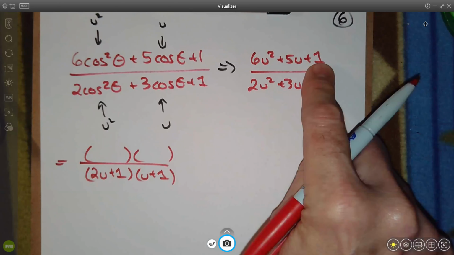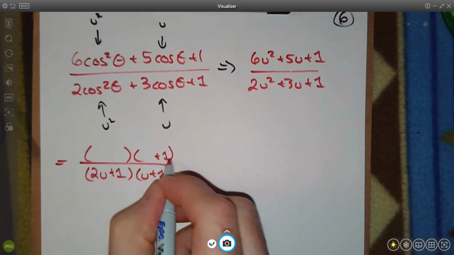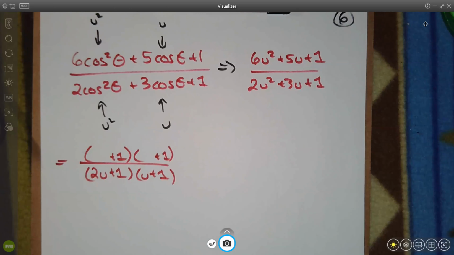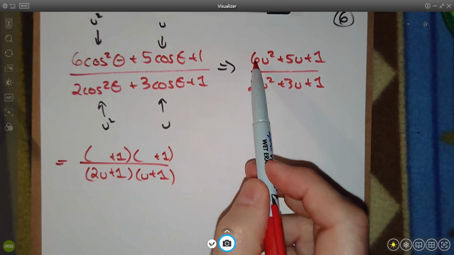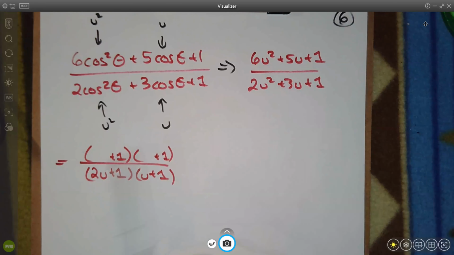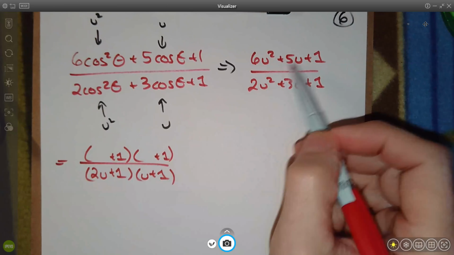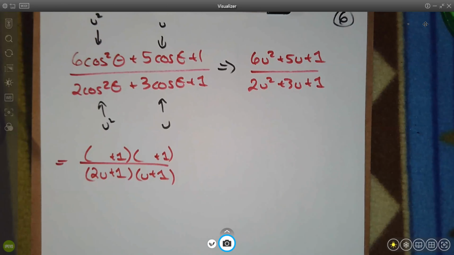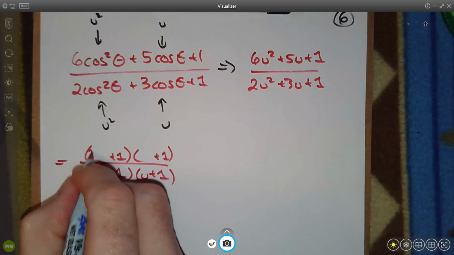Same thing up here. The last terms have to multiply to 1. The first terms have to multiply to a 6, but I can't use 6u and u because if you FOIL that out, you'd end up with a 7 up there. Can anyone figure out what the first two terms have to be? 2u and 3u.